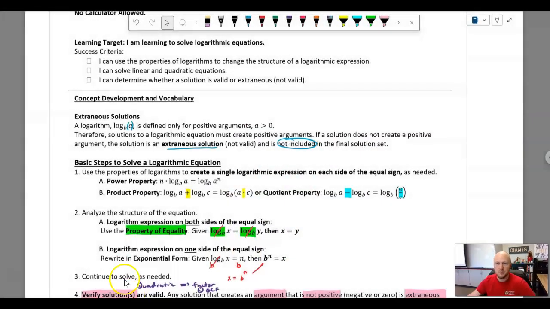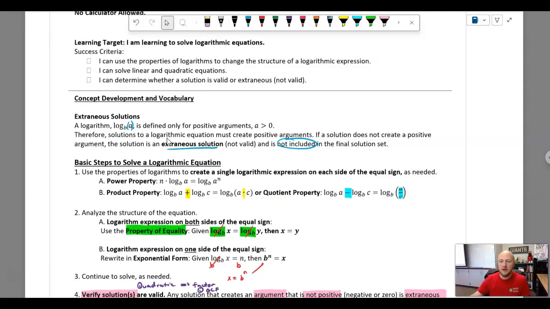Just to remind you again, in order to be successful, you have to know the properties of logarithms in order to change the structure. You have to be able to solve linear and quadratic equations, as well as determine if a solution is valid or not. Remember that our argument must be positive. So we plug it back in. If it's 0 or negative, we throw it out.